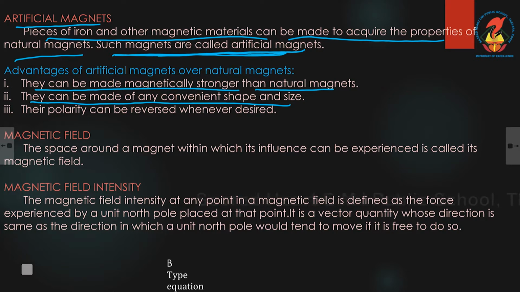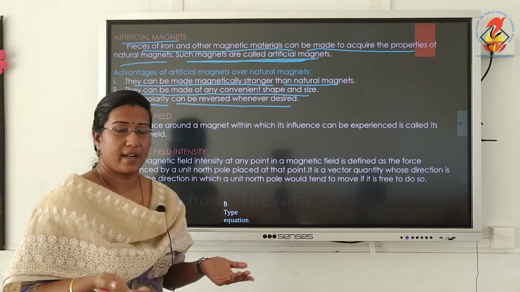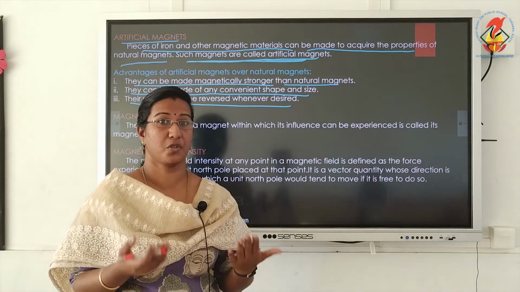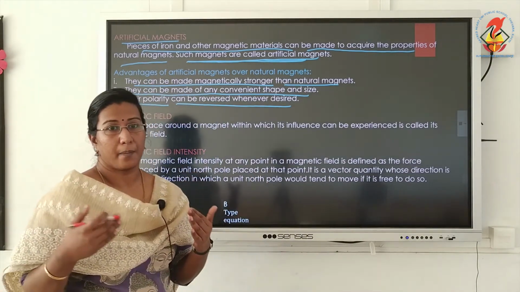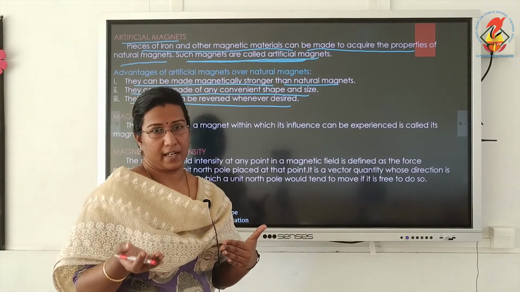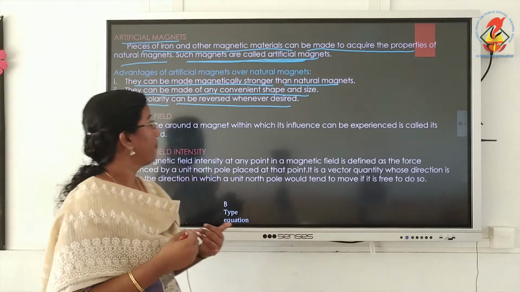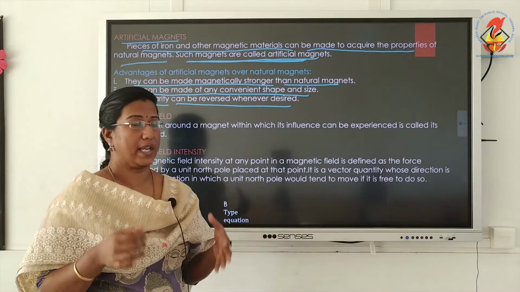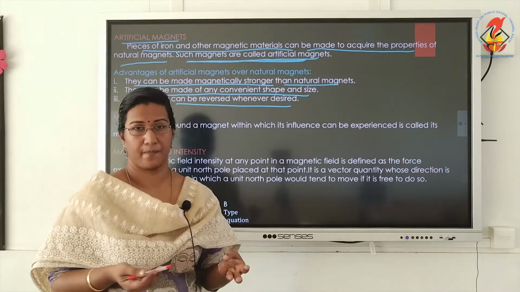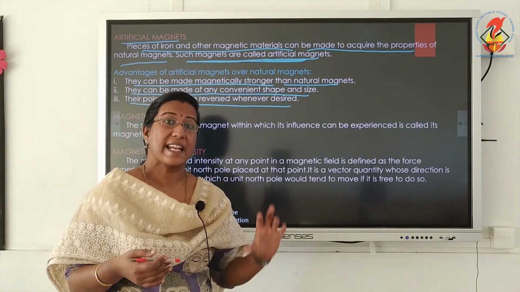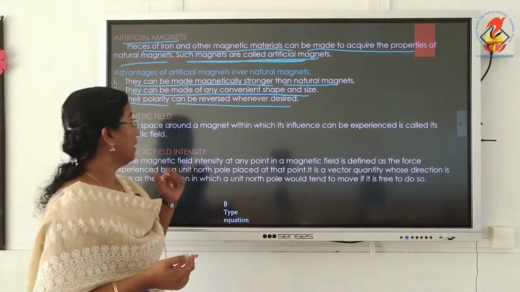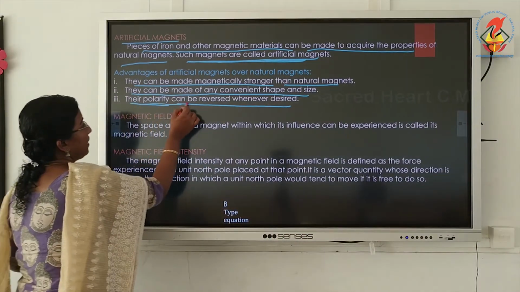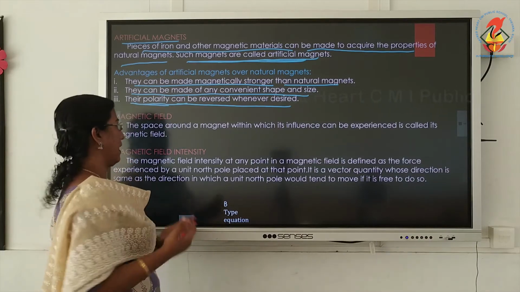The third point is the polarity, that is north pole, south pole. The polarity can be reversed whenever desired. If you change the direction of current, the polarity of your magnet will also change. So, these are the three advantages of an artificial magnet compared to a natural magnet. First, you can make a magnet stronger or weaker depending upon your application. Second, it can be made of any shape and size. And third, its polarity can be reversed whenever desired.